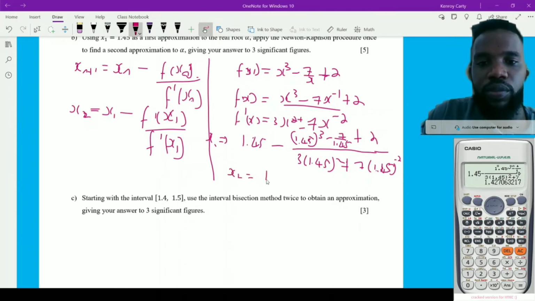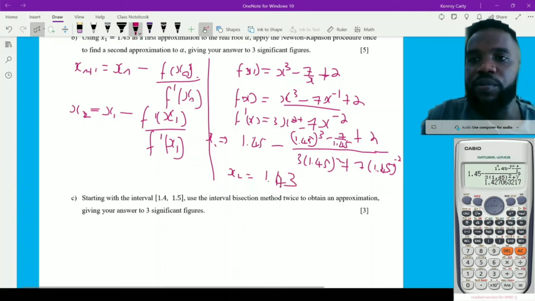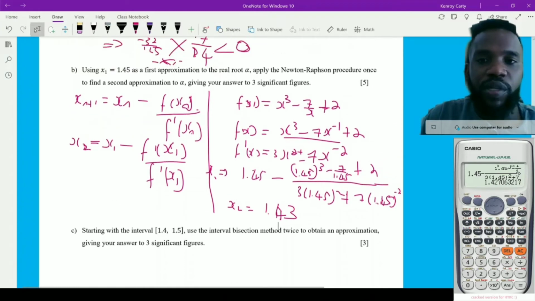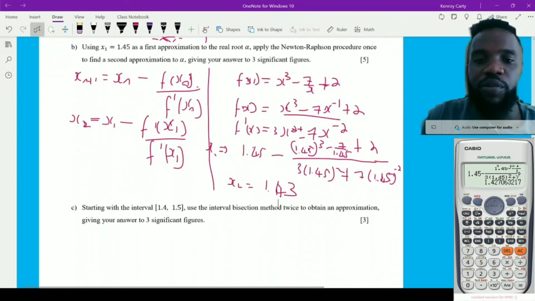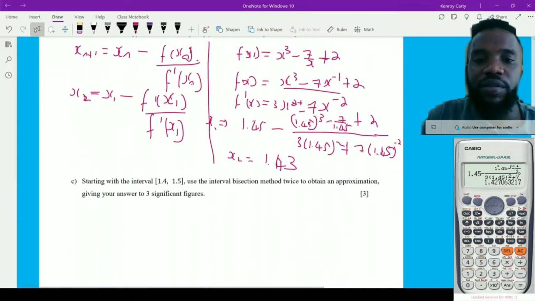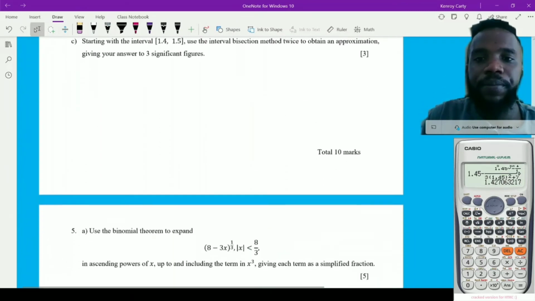Alright, so x2 equal to 1.43. Now remember the intermediate value theorem. The intermediate value theorem said the root must be between, and if it's not between, you know something is wrong. It should be between 1.4 and 1.5. So we have an approximation there. So that can work.